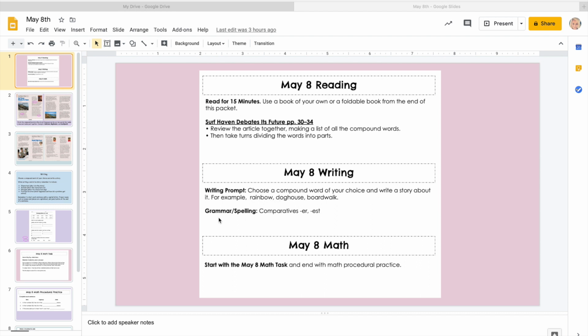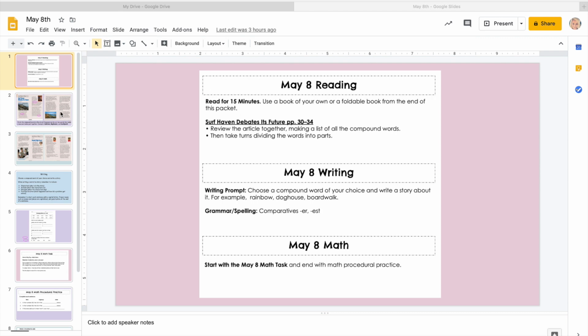We are also going to have a grammar and spelling worksheet, a little bit of a review from yesterday when we were going over the comparatives of ER and EST, and then we are going to end with some math, where we have a math task and then a little bit of procedural practice. So that's what is lined up for us today, so let's go ahead and get started.